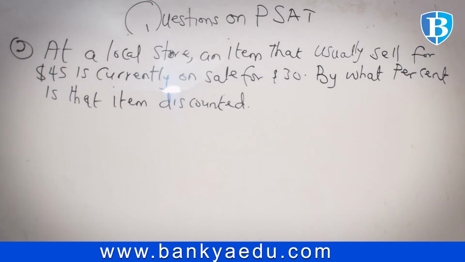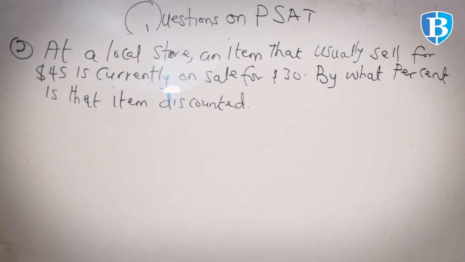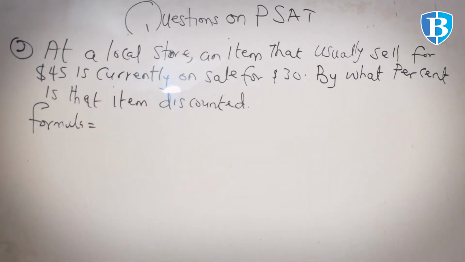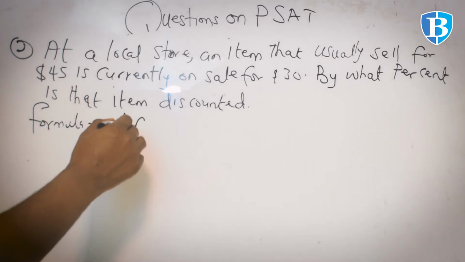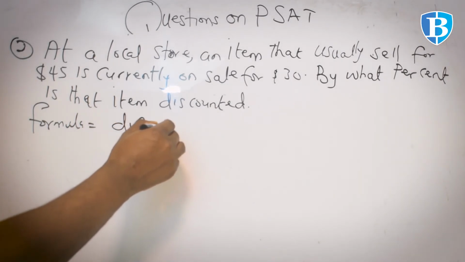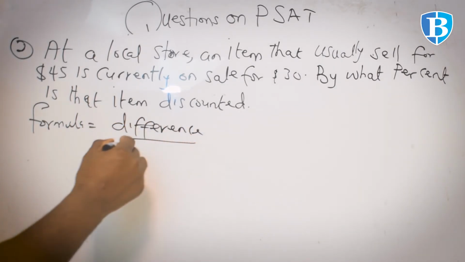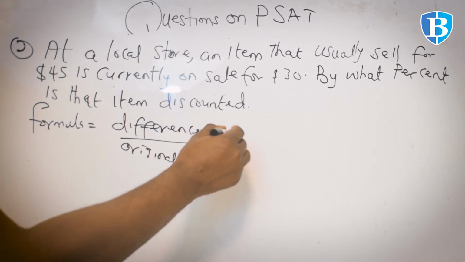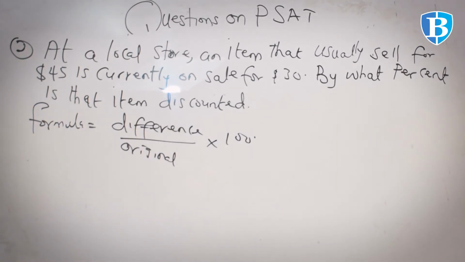Very good. What you need to do first is identify the formula we're going to use here. The formula is the difference over the original, times 100. So that is the formula you're going to use.